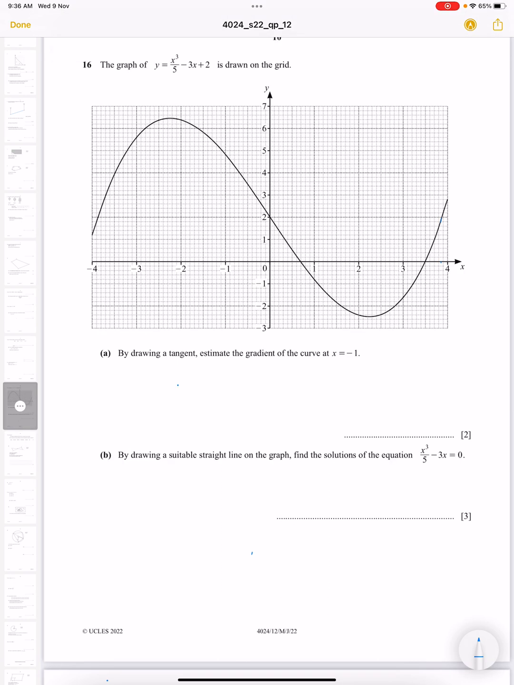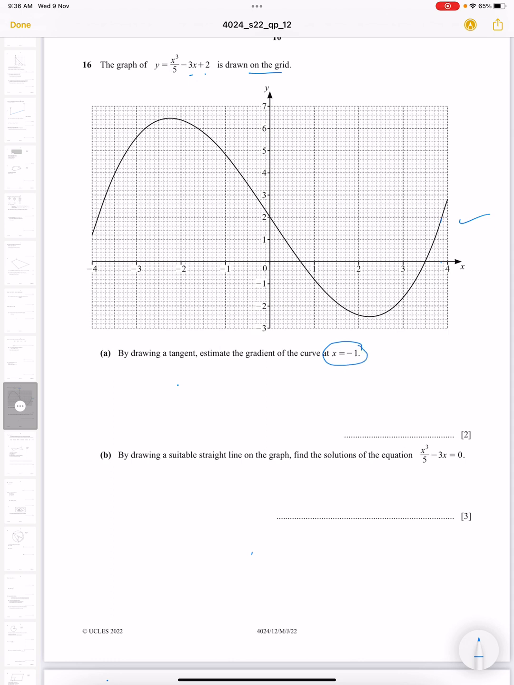Okay, here we have question number 16. The graph of y is equal to x cube over 5 minus 3x plus 2 is drawn on the grid. So we can see a graph here. The first part is: by drawing a tangent, estimate the gradient of the curve at x is equal to minus 1.